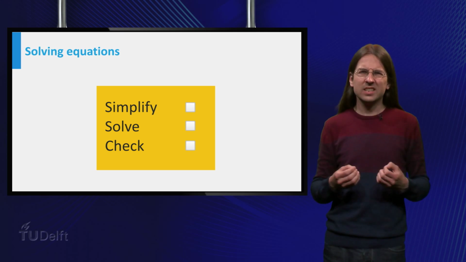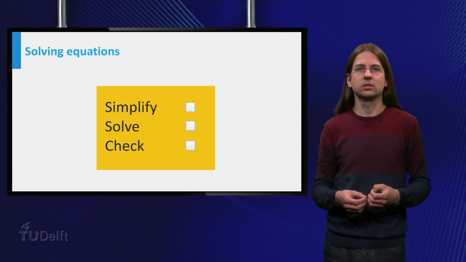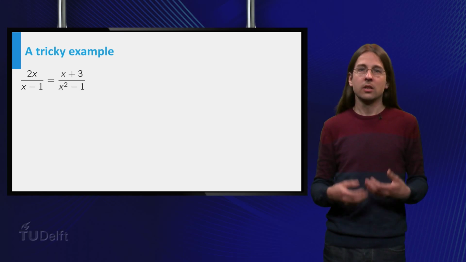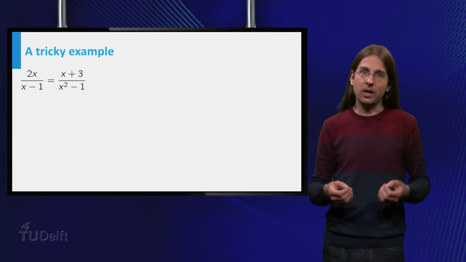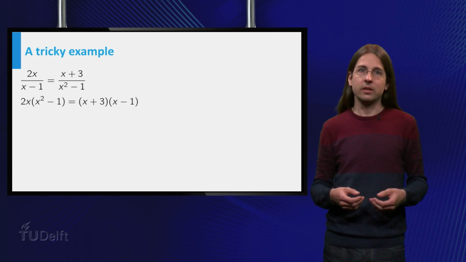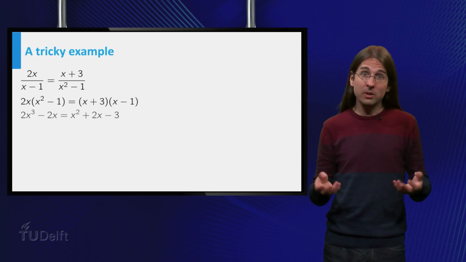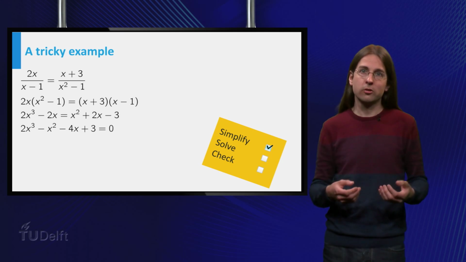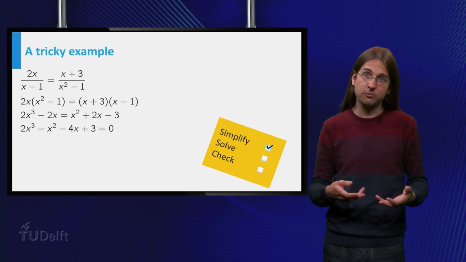I'll now show you why it is so important to always check your solutions. Consider the equation 2x over x minus 1 equals x plus 3 over x squared minus 1. We multiply by the denominators x minus 1 and x squared minus 1 to obtain 2x times (x squared minus 1) equals (x plus 3) times (x minus 1). This gives the cubic equation 2x cubed minus 2x equals x squared plus 2x minus 3, which becomes 2x cubed minus x squared minus 4x plus 3 equals 0.